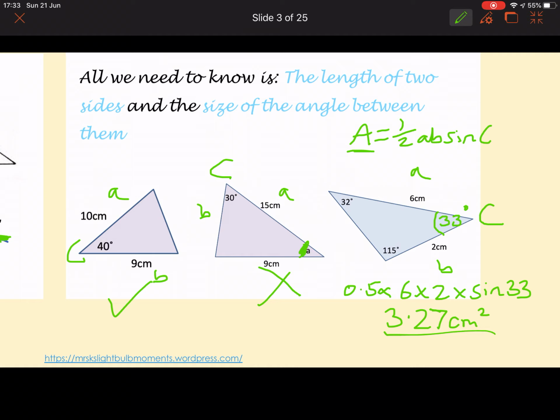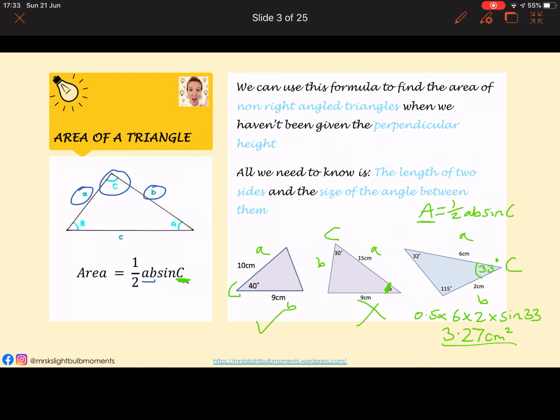So it's just showing you how to plug it in. It's just using your formula. They're all multiplied because it's right next to each other. Half times A times B times sine C. Are you okay with that? So that's just the basic application of that formula.